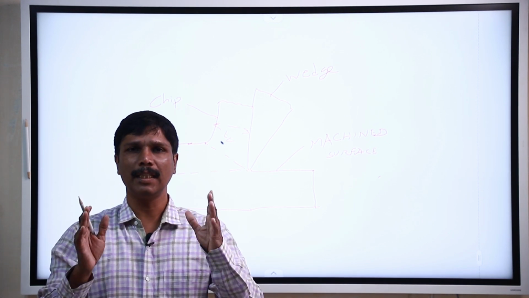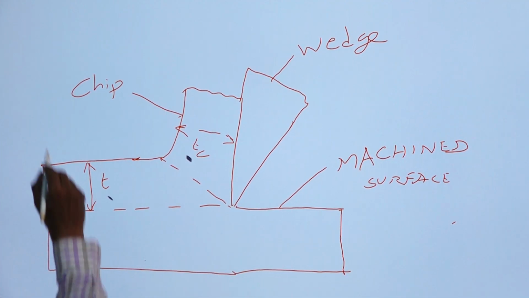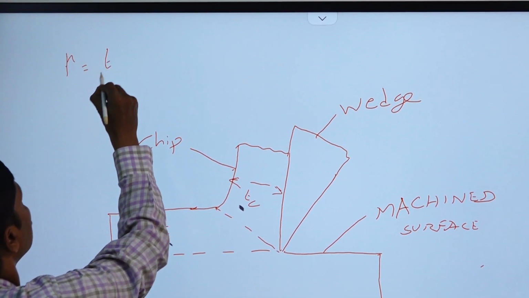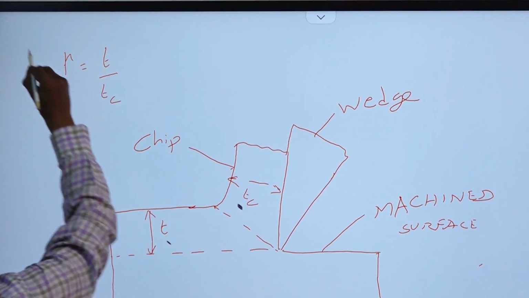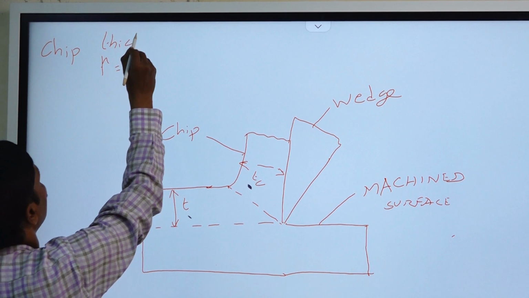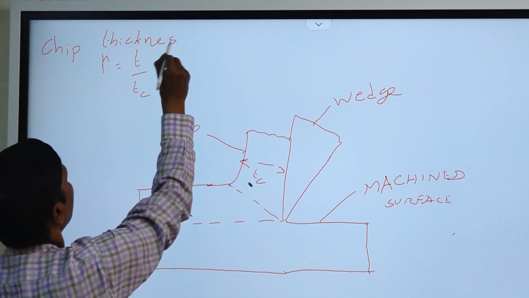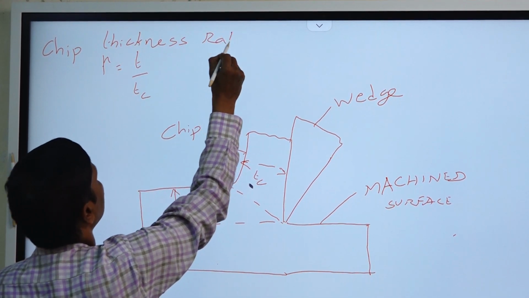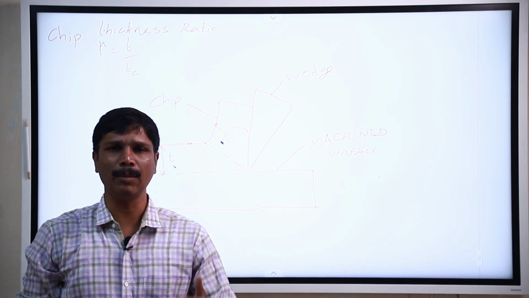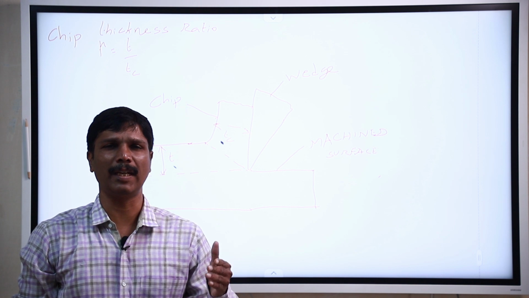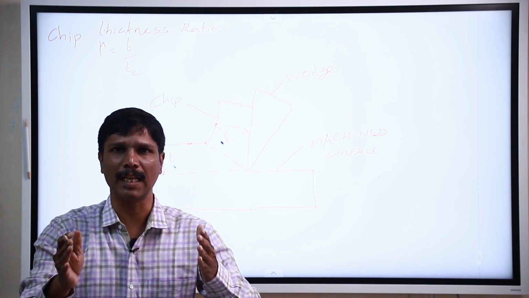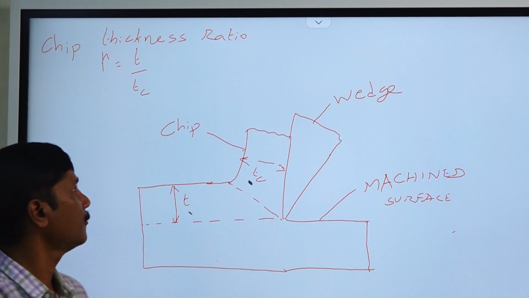By using these two variables, we make one new introduction. It is called chip thickness ratio, notated as r. Chip thickness ratio r is the ratio of t by tc. What can we say? It is the ratio of uncut chip thickness to chip thickness.